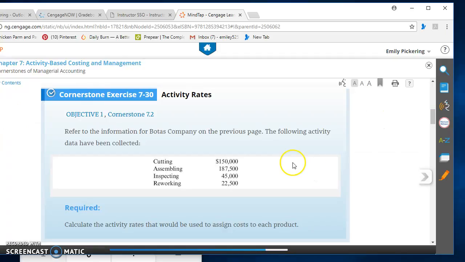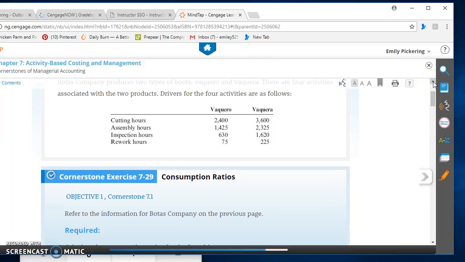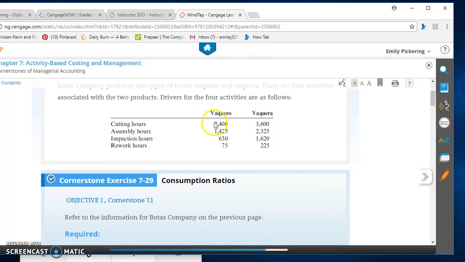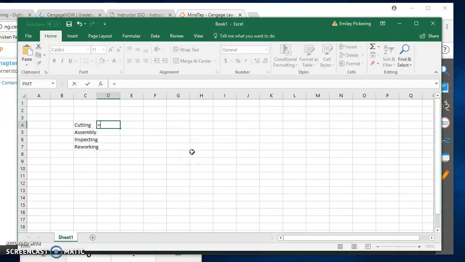So let's take a look at cutting. Our cutting is 150,000, the cost of cutting. I'm not going to take it for each individual boot. I'm going to take the total. So I'm going to take the cost of 150,000 and divide it by the total number of boots we're making between the two, which is 6,000. So my activity rate is $25 for cutting. So what does that mean? That means that it's costing me $25 per cutting hour for these boots.